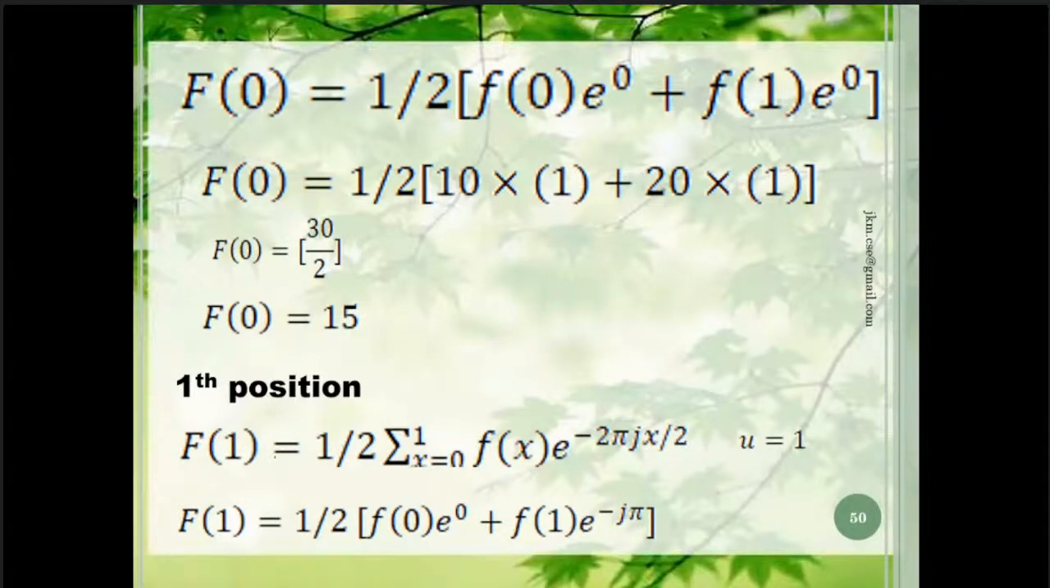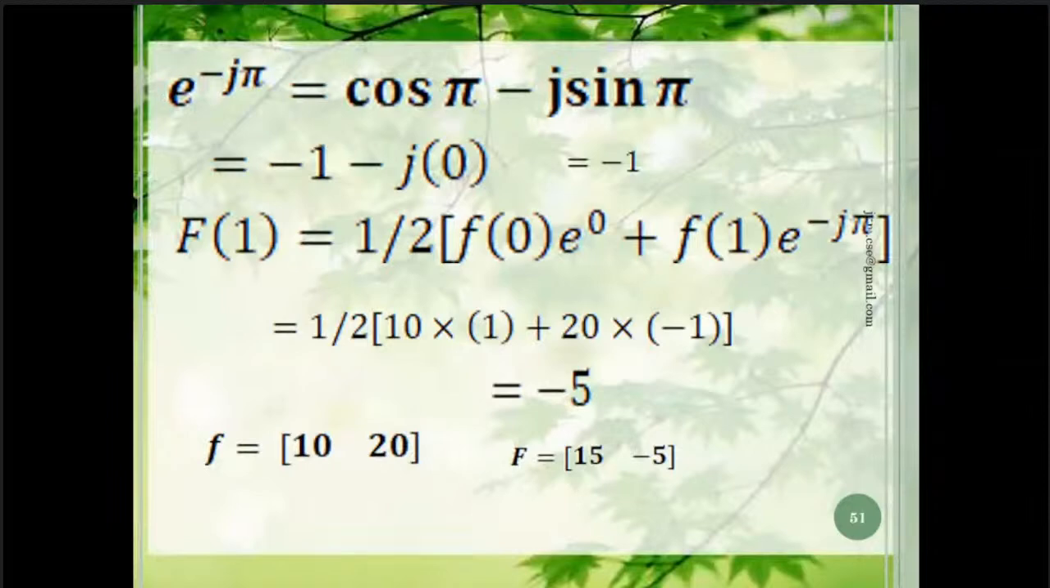Then f1, if I compute it, half into the sum for x equal to 0 to 1, fx e to the power minus 2 pi jx by 2. Here e to the power minus j pi has to be evaluated, so for the second component e to the power minus j pi equals cos pi minus j sin pi. So it will be minus 1. So now f1 is minus 5. This is your pixel and this is your frequency component.